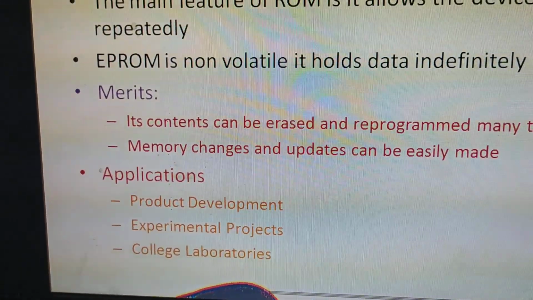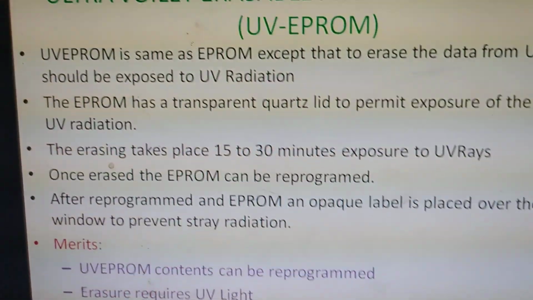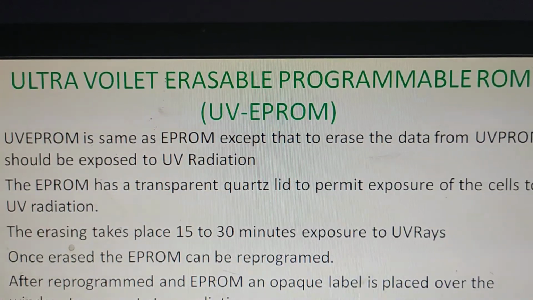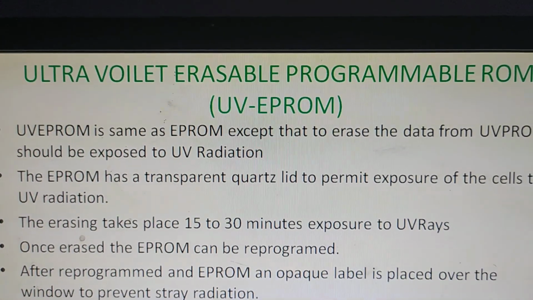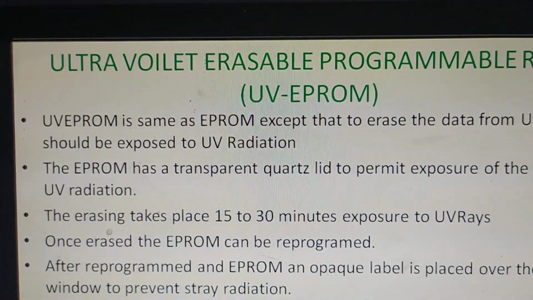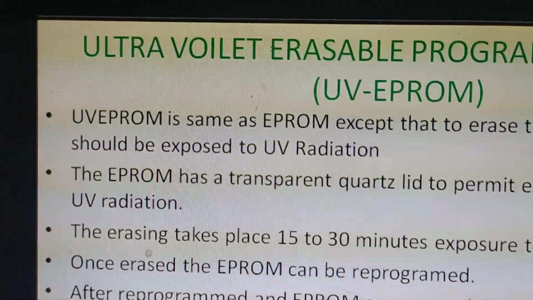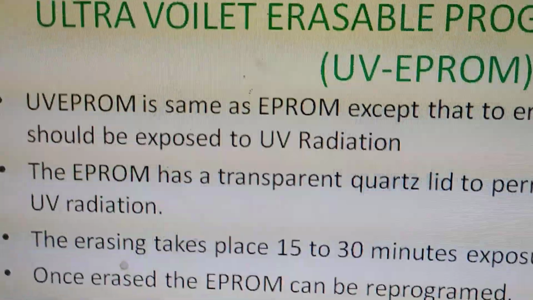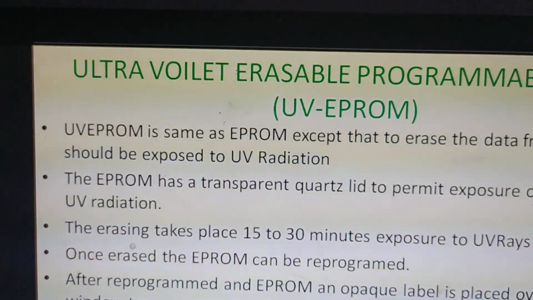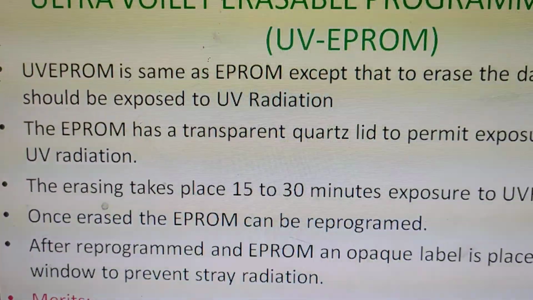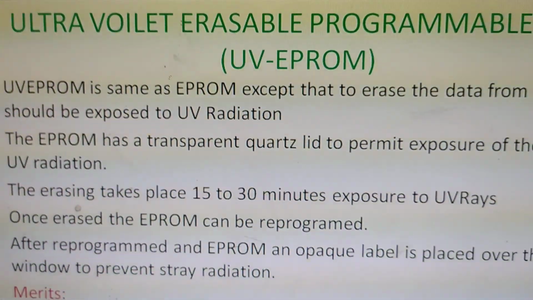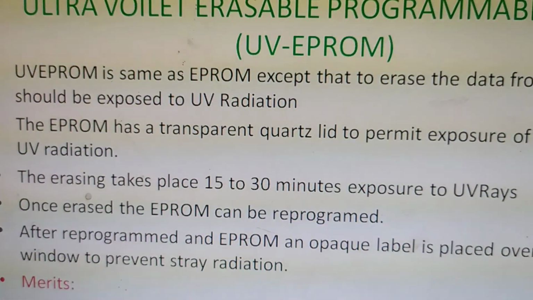We will go to the next type of ROM. What is the next type of ROM? It is ultraviolet erasable programmable read-only memory, UV-EPROM. Okay, so the only change is that UV-EPROM is the same as EPROM, except that the erasing process or writing process is done by UV radiation, ultraviolet light.